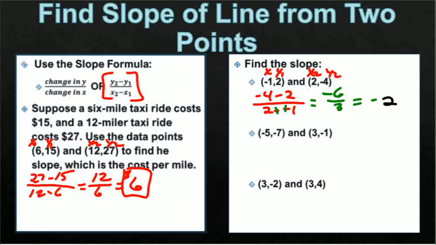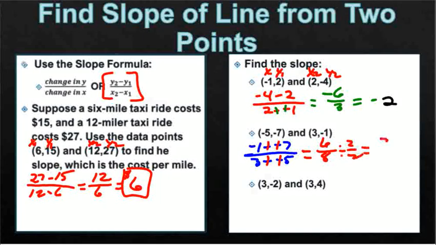Next one, I have -1 minus a -7 divided by 3 minus a -5. When I'm subtracting a negative, I'm really adding its opposite. So when I solve this, -1 plus 7 is 6. 3 plus 5 is 8. Divide this by 2/2. This would give us 3/4. So our slope is 3/4.